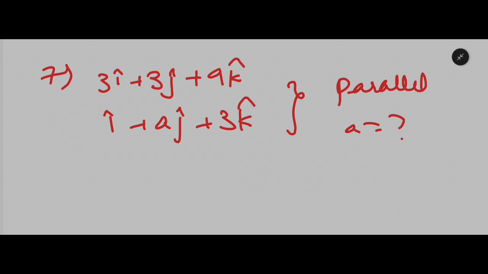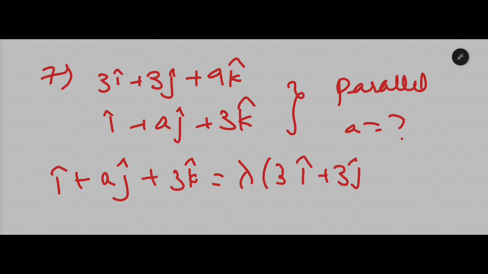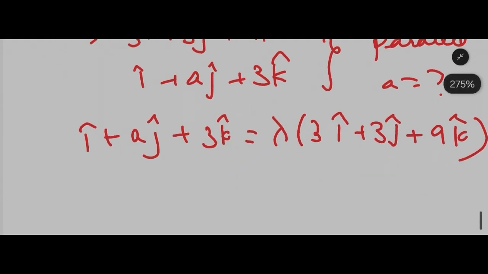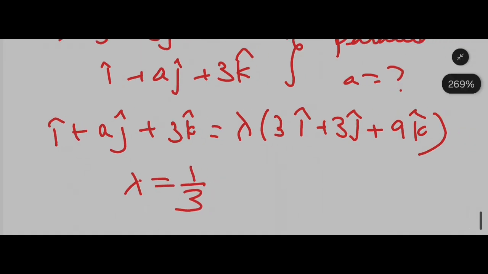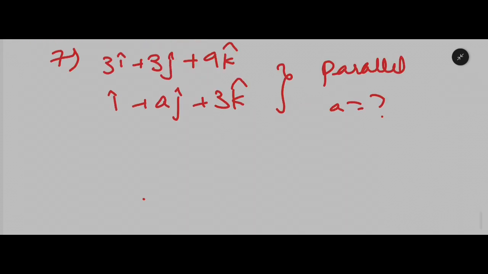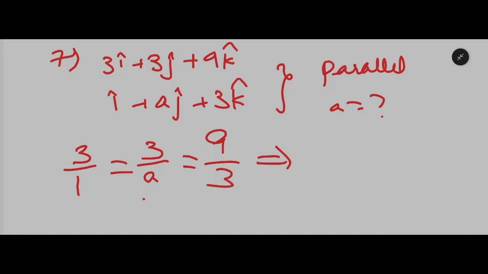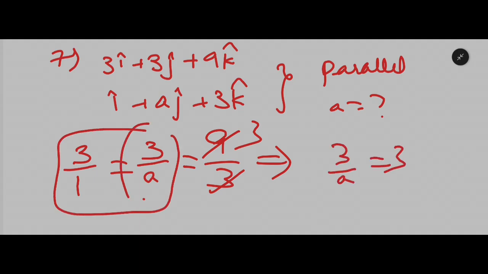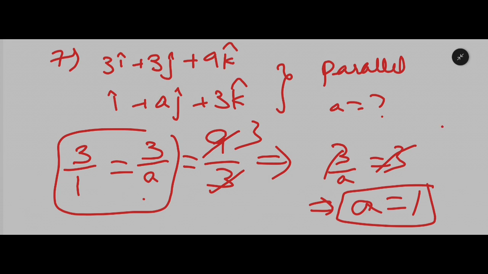Now i bar plus a j bar plus 3 k bar is nothing but lambda into 3 i bar plus 3 j bar plus 9 k bar. Simply by observation you can understand that lambda is equal to 1 by 3. See, put 1 by 3, the 3 will get cancelled and you will get 1. So what is the value of a? That is 1. See, try to understand. I'll explain it once again, an even easier way. Just divide the coefficients. i cap: 3 by 1. j cap: 3 by a. And k cap: 9 by 3. Now equate all these, since they are parallel. This is 3, so 3 by a is equal to 3. Take this part or that part, any part you take, a is nothing but 1. That's it. Got it? So option C.